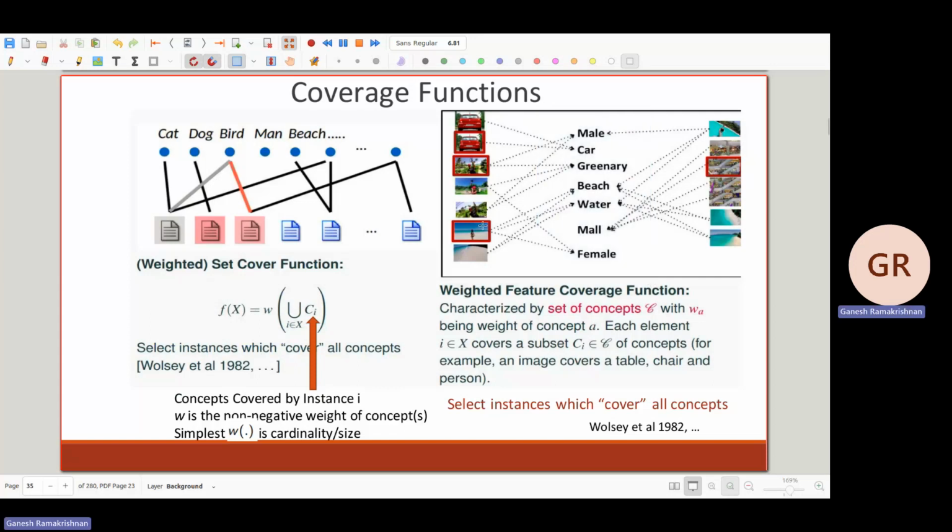So I'm trying to pick a subset of images which cover as many of these features. See the difference between representation function and coverage. Representation, I was trying to represent one image using another image. In coverage, I'm trying to cover features and not images. So there's no similarity function. It's a discrete element I'm covering.